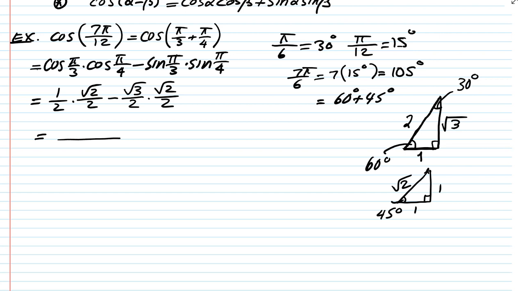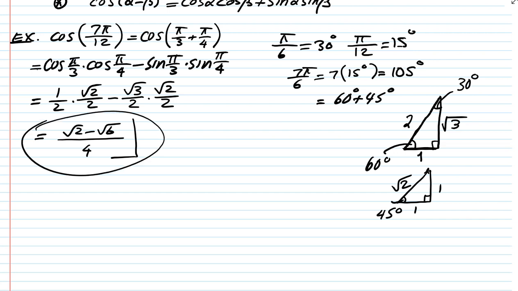The denominator is 4. Then I get root 2 minus root 6. And there is the exact value. See that? So it is possible to get exact values of other angles, but they don't usually come out nice. Not as nice as, for example, sine of 30, 1/2, or even 1 over root 2 over 2. Those aren't bad, but these are now beginning to get more complicated.